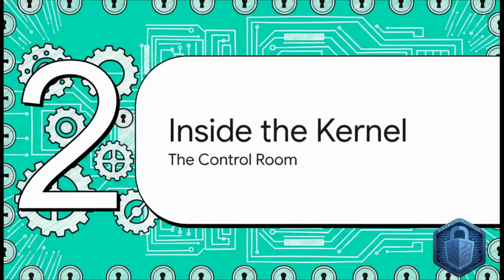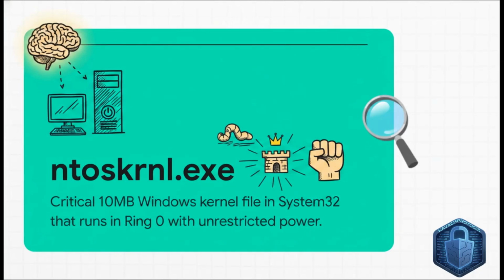Section 2, Inside the Kernel, the Control Room. All right, we're stepping out of the restricted public areas now and entering the inner vault, the true control room of the operating system, the Windows kernel. The actual brain of this control room is a file called ntoskrnl.exe. It lives right in your System32 folder, and surprisingly, it's pretty small, only about 10 megabytes. But do not let its size fool you. Once the bootloader loads this tiny file into memory, it runs entirely in Ring 0. From that exact moment on, it holds absolute unrestricted power over your entire computer.